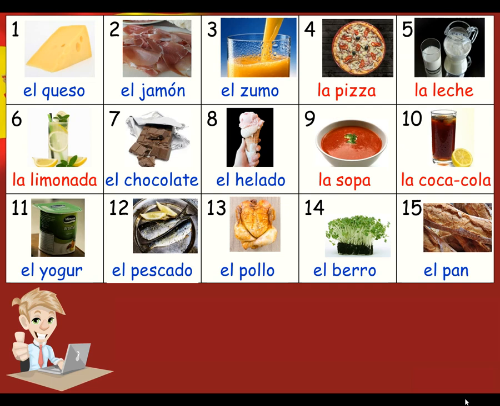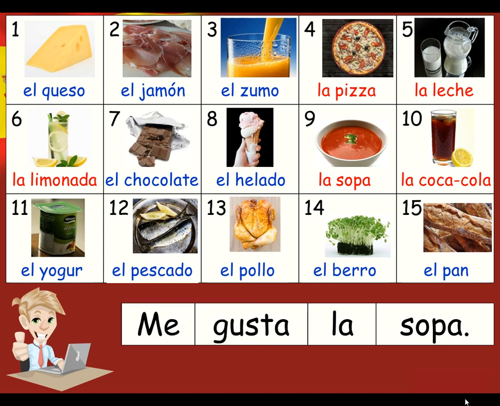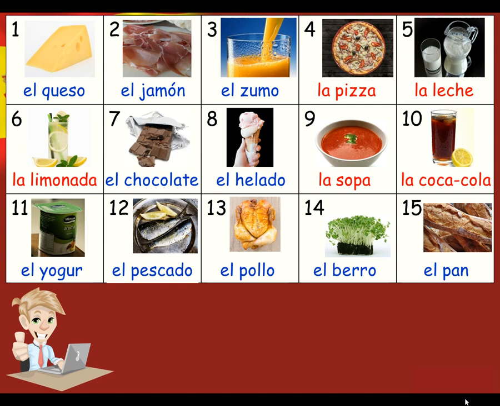Let's try another one. How would you say I like soup? So what's the food we need first of all? That's right, sopa. And what's the definite article that goes with it? That's right, la sopa. And how do we say that we like it? What do we put on the front? Me gusta. So I like soup. Me gusta la sopa.